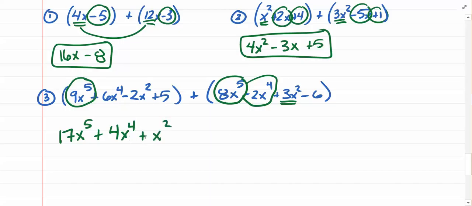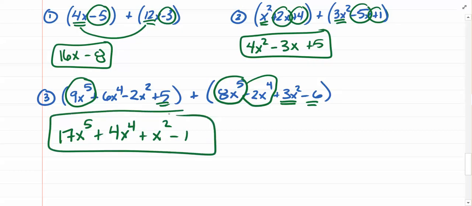Notice I don't have an x cubed. That's okay. I don't need to write it in. It's fine. And then lastly, I've got 5 and a negative 6. Well, that makes a collective negative 1. And we have added the polynomials together.